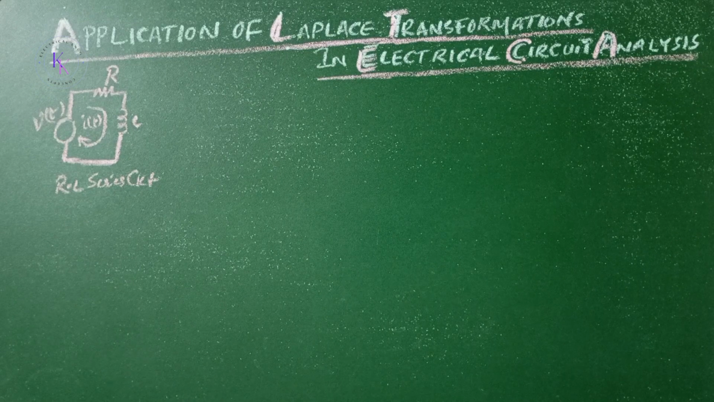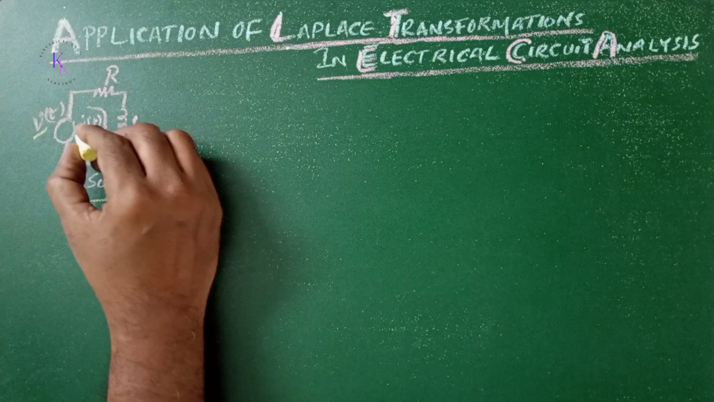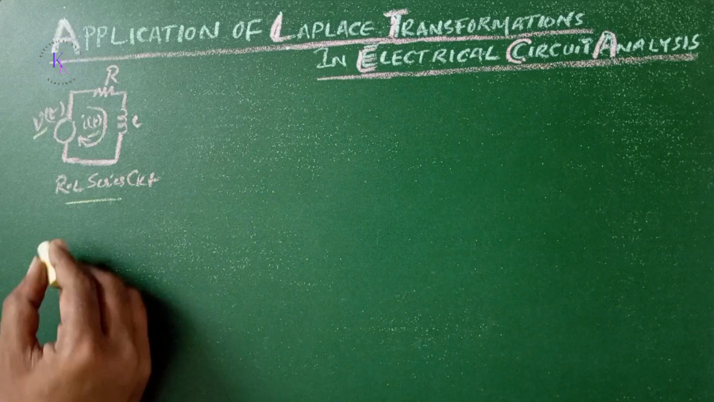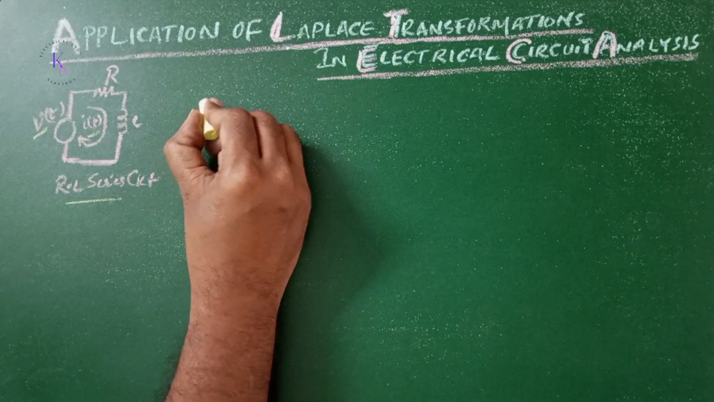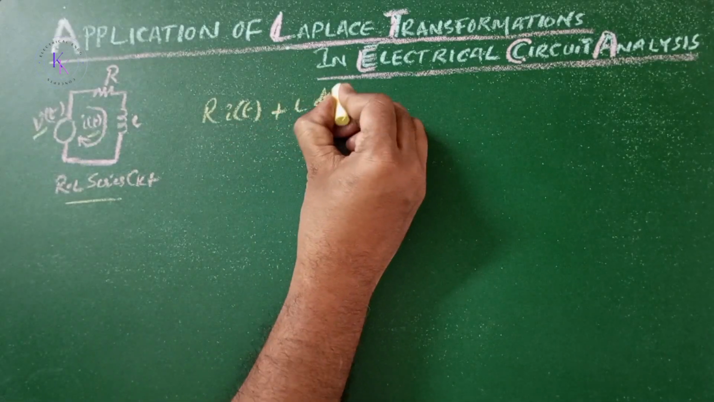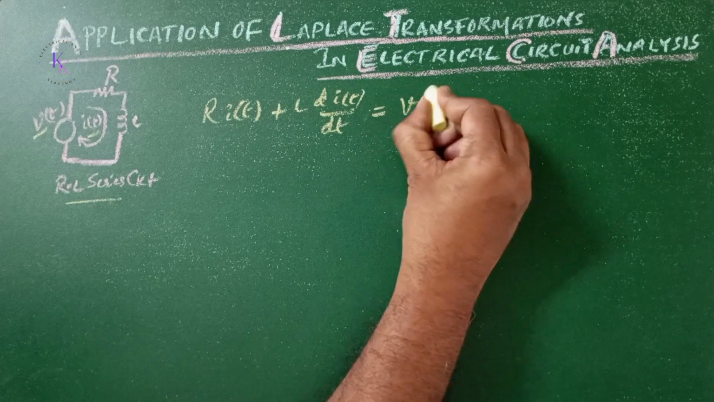Application of Laplace transformations in electrical circuit analysis. Consider the RL series circuit as shown in the figure, with imposed voltage V of t and circulating current I of t, at any finite value of t after switching. Now, applying Kirchhoff's laws, we get R I of t plus L dI of t by dt equals V of t.